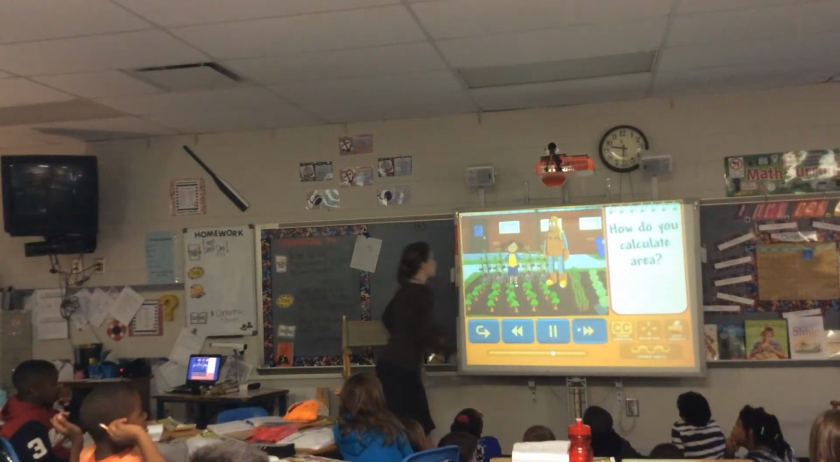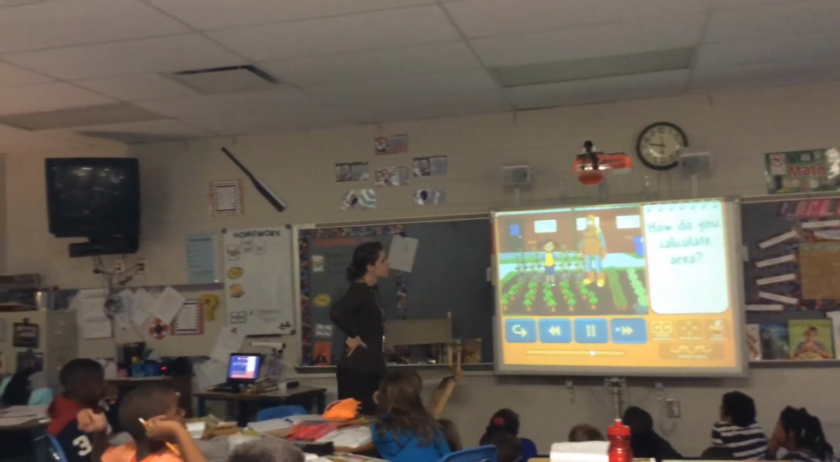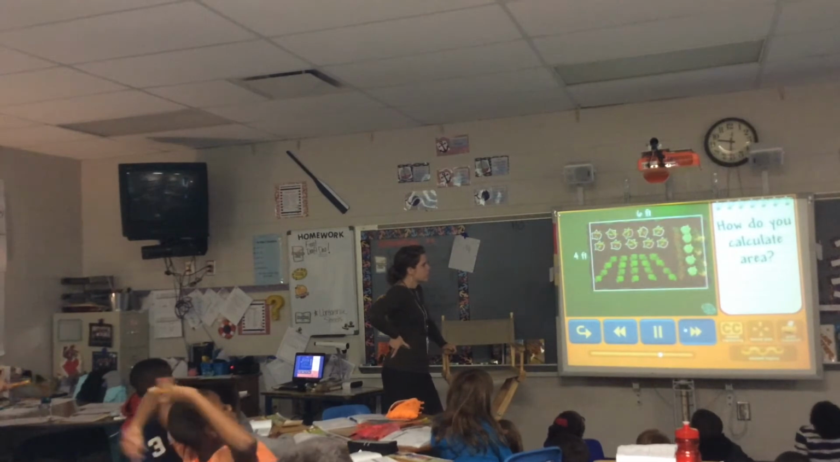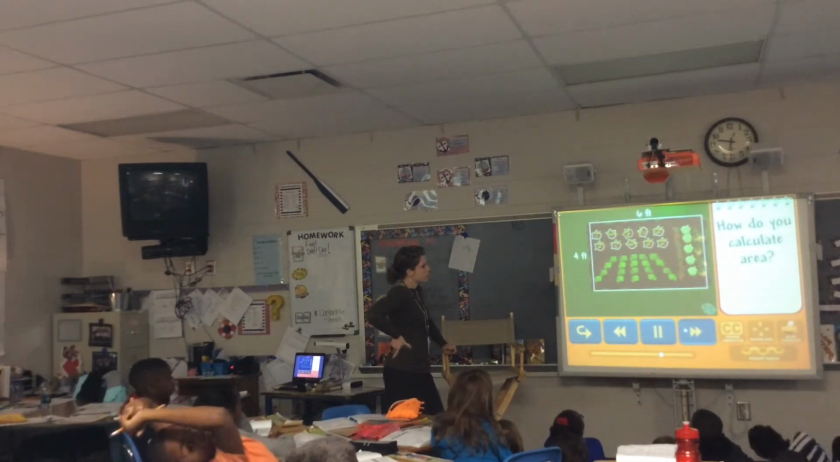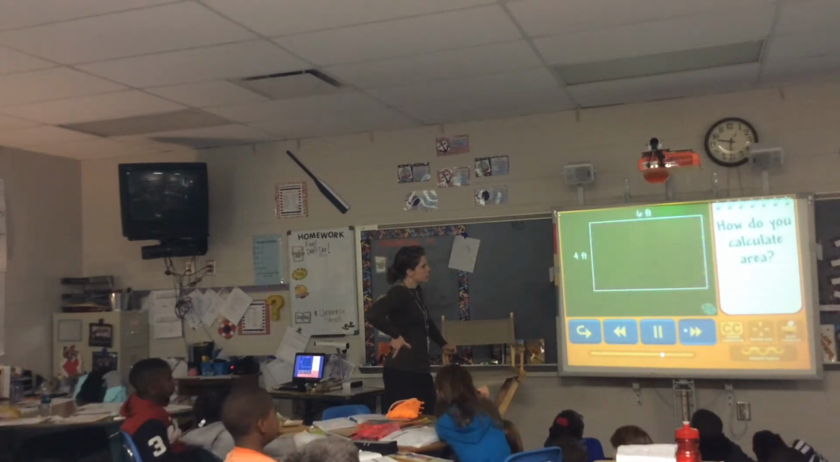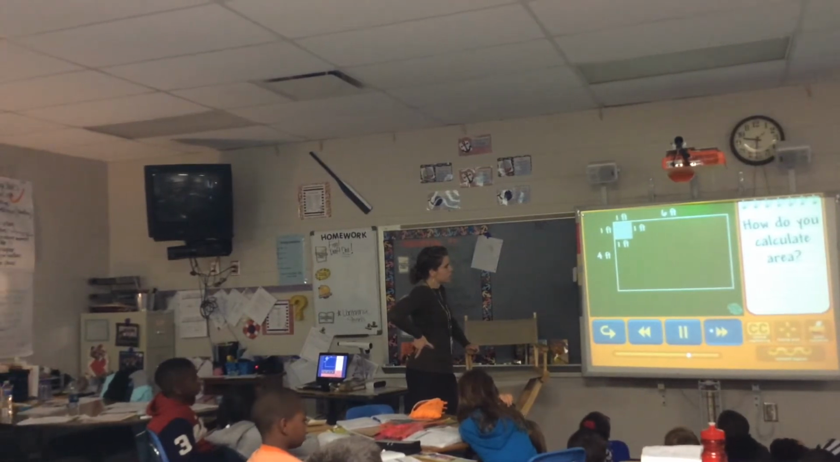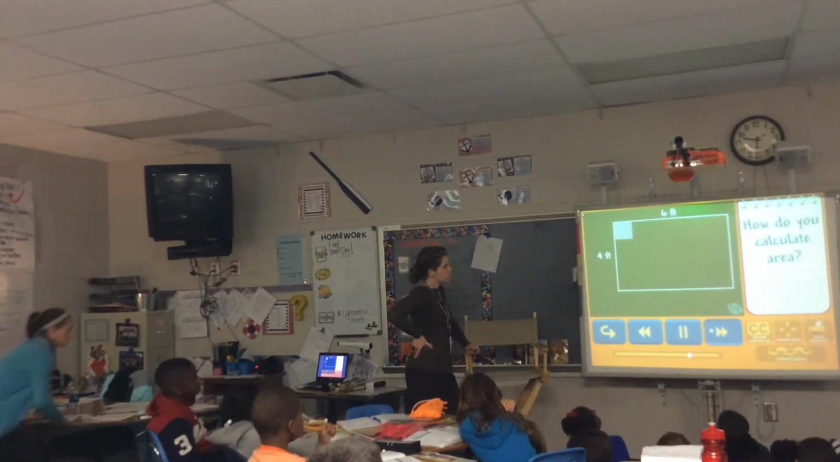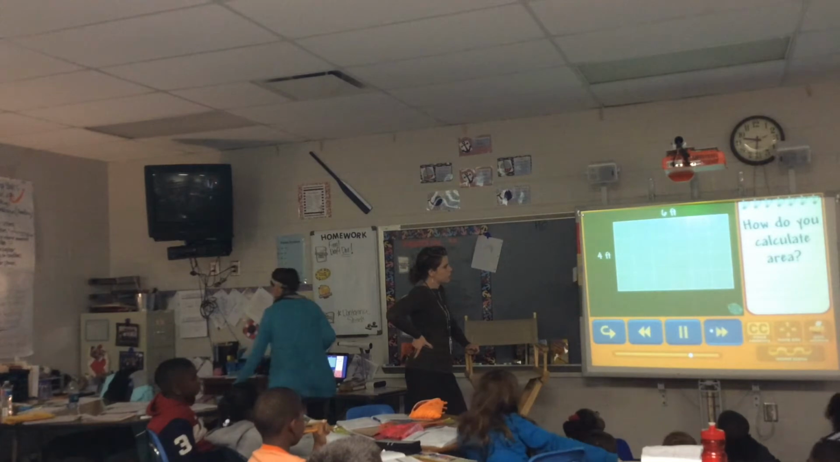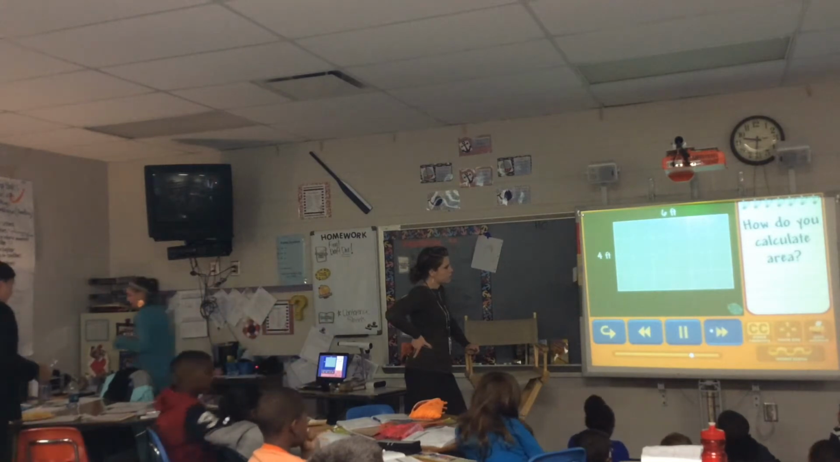Area of our class garden. I know that our garden is 6 feet long and 4 feet wide. We could divide the garden into 1-foot squares. There are 24 of these 1-foot squares.